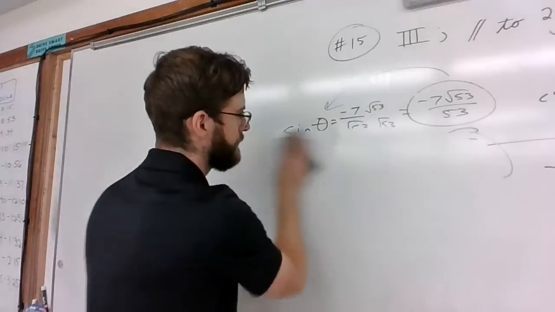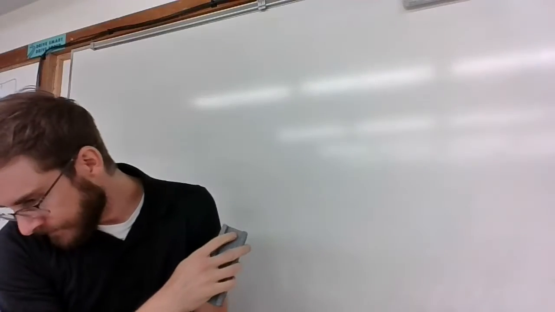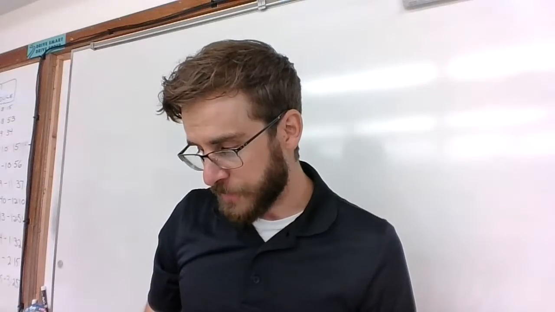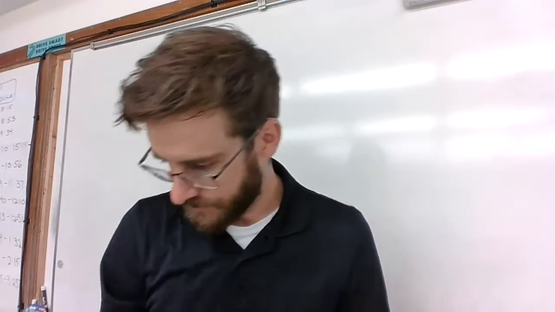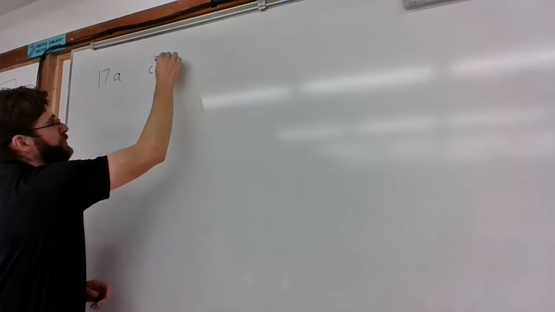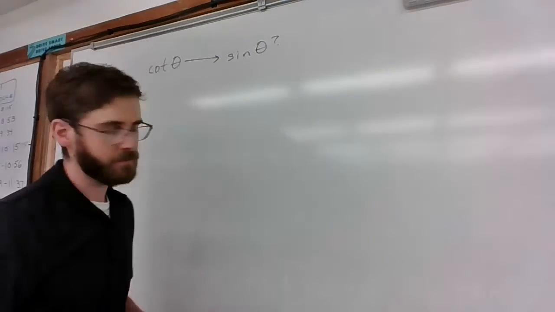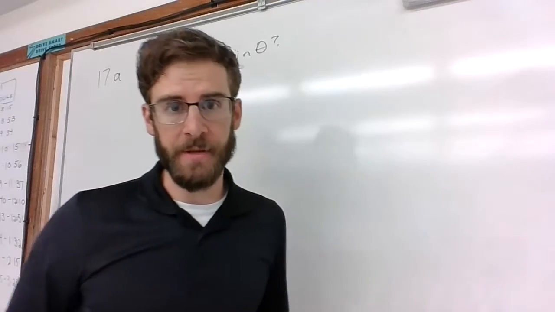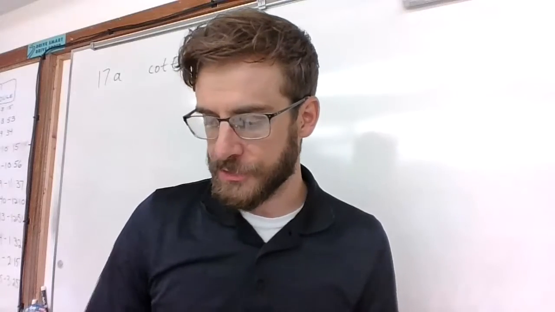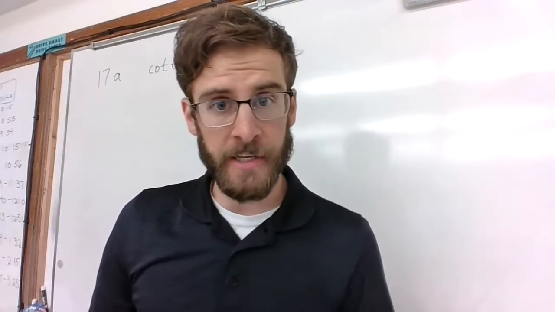So 17, the directions are: if theta is an acute angle, use fundamental identities to write the first expression in terms of the second. Here's the first expression. How do we write it in terms of sine only? Well, first we need to establish what they mean by fundamental identities. They do that in the textbook in the reading on page 30.